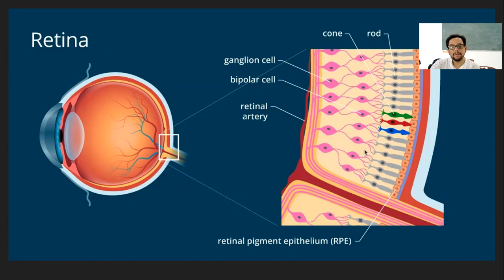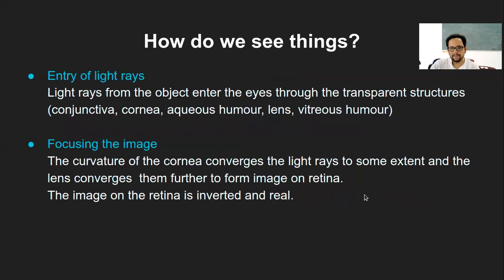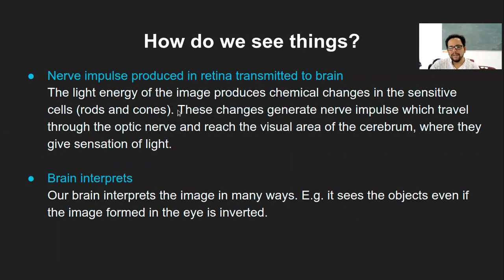Now again, this is a representative image. It does not mean that all the nerve terminals are towards the innermost side, and the cone and rod cells are on the outermost side. Not like that. It is just a mixture of whole of this, from where the nerve terminals originate, and then they combine further to form the optic nerve structure. So that way, the chemical changes within the rod cells or cone cells will generate the nerve impulse, which will travel through the optic nerve.